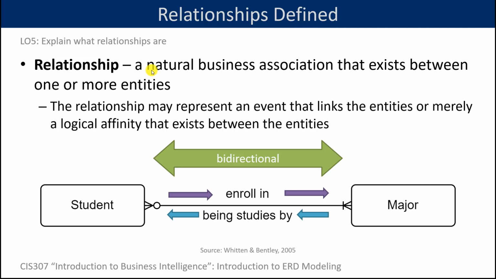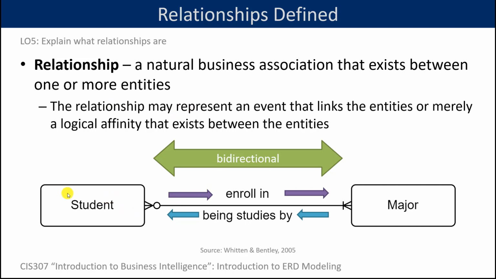I would like to emphasize the following here. It's some kind of association between entities that is necessary to be captured for business purposes. Because in this world, everything is related to everything, right? There are all kinds of relationships between objects, between people, but we only capture the ones that are relevant for business purposes. The relationship between or among entities may represent an event that links the entities or merely a logical affinity or association that exists between the entities.